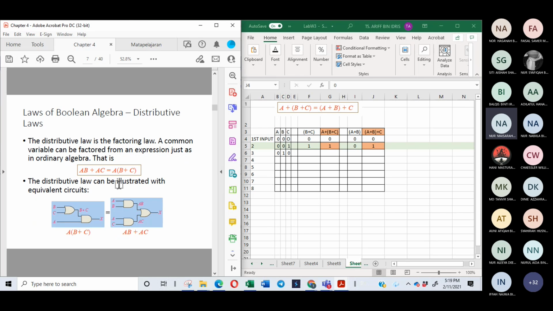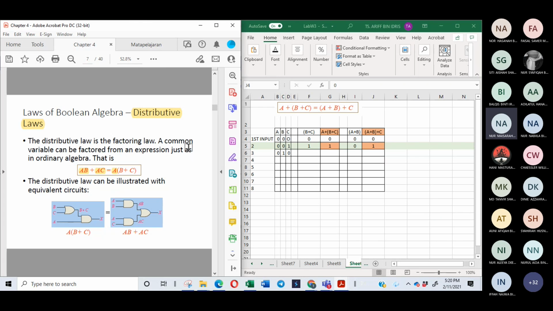Okay, so this is the example of laws of Boolean algebra, distributive law. A plus B, with AC, is equivalent to A and with B plus C. Do you know how to prove this Boolean expression, class? How do you prove this distributive law based on the example that I have given earlier?